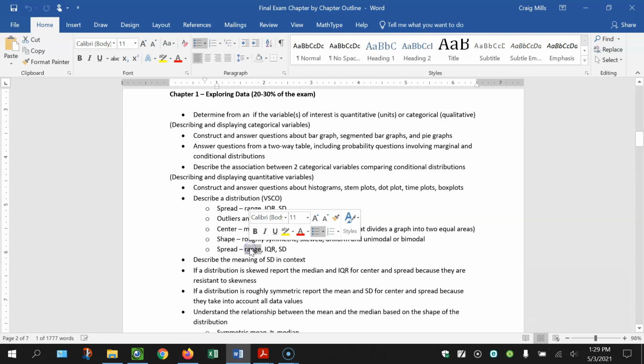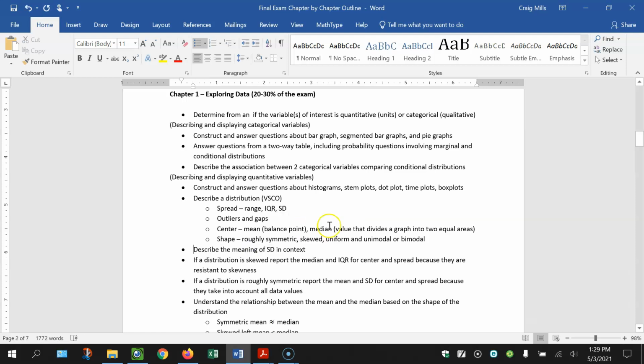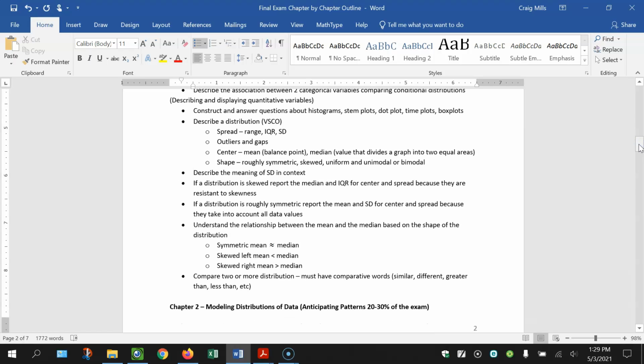I don't know why I have variability on here twice. Okay, it's standard deviation. What does that mean in context? It's the average distance from the mean. Don't forget context. I should put this on here. It's VSCO plus context. Always answer in context.